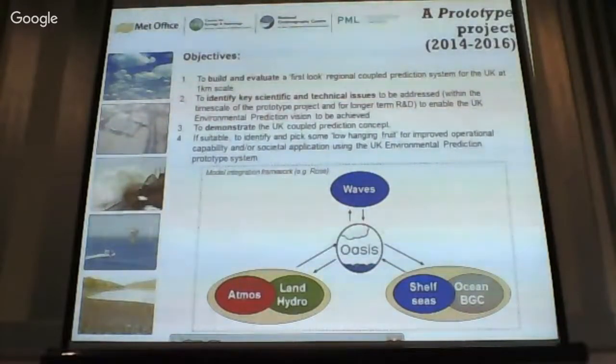So to try and get into this problem of are we moving towards coupled prediction, we developed this prototype project 2 or 3 years ago now, working in partnership with research institutes across the UK. And really our headline objective was to build and evaluate a first look regional system. You can work in PowerPoint land and ask yourselves what the benefits might be, but actually you have to invest some effort to build a system and then start to do research work. And that's the experience that we've had over the last few years on this prototype project.